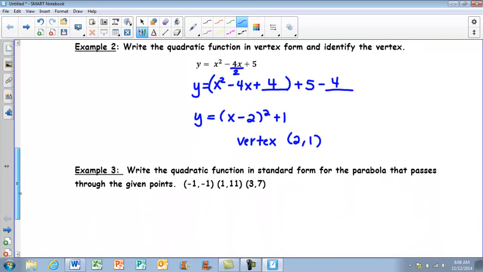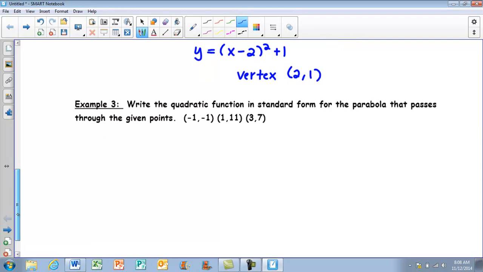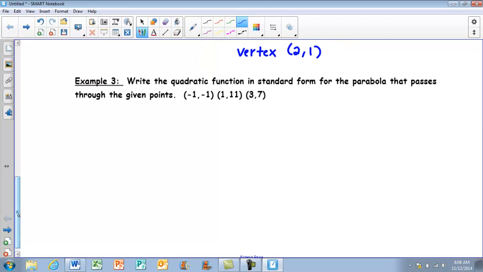Now, if we take a look at example 3, this one looks a little bit different. The difference here is it gives us 3 points to work with. We are going to write our equation in standard form. So standard form is going to be that ax squared plus bx plus c equals 0. If you look, each of these give us an x and a y.